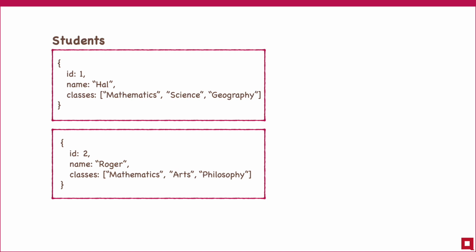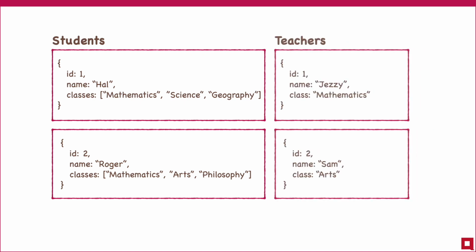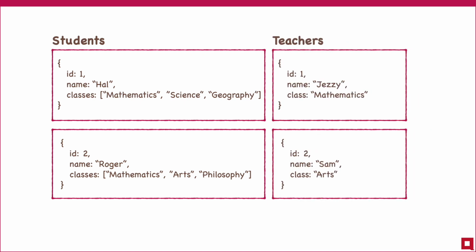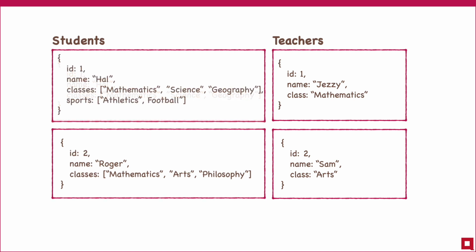A document database stores documents in groups or collections. Students is a collection in this database. We can add a second collection to store teachers' data. While a collection contains similar documents, each document in the same collection can have unique fields.